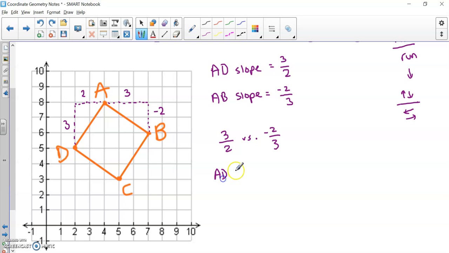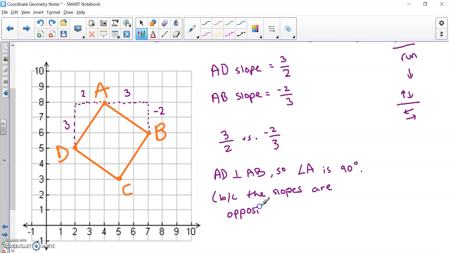So we can say AD is perpendicular to AB. This is actually the mathematical symbol for perpendicular. So we can say that angle A is 90 degrees. And we can say that because the slopes are opposite reciprocals.